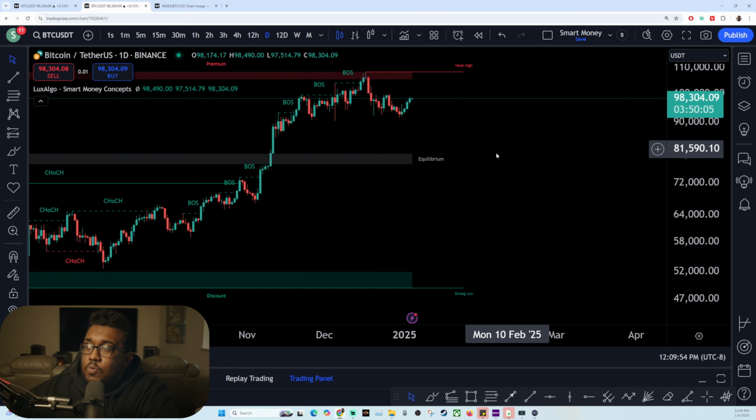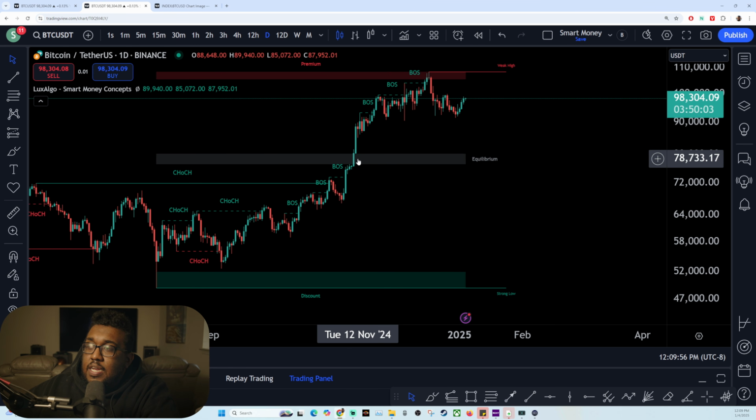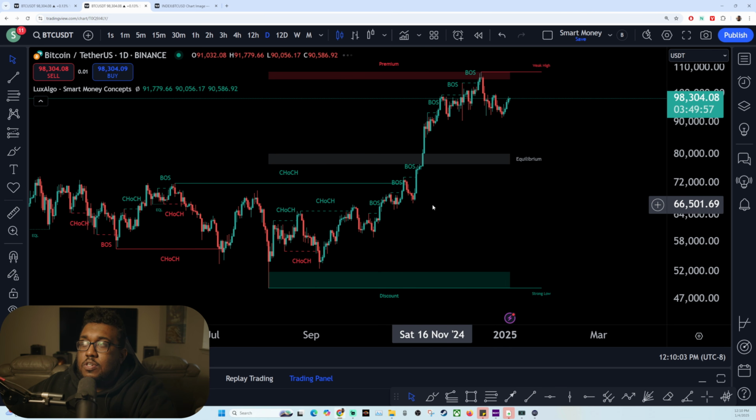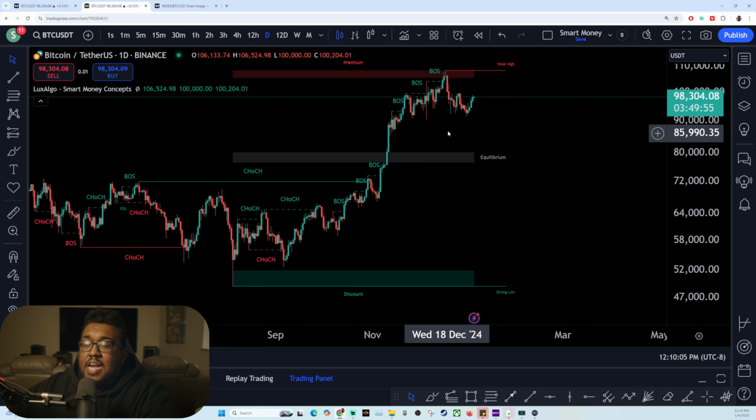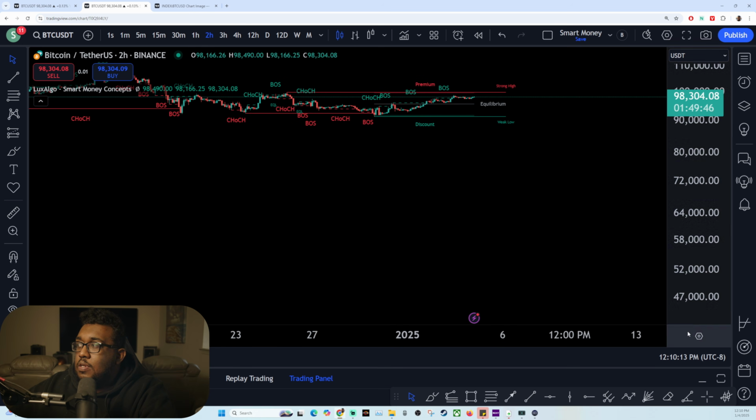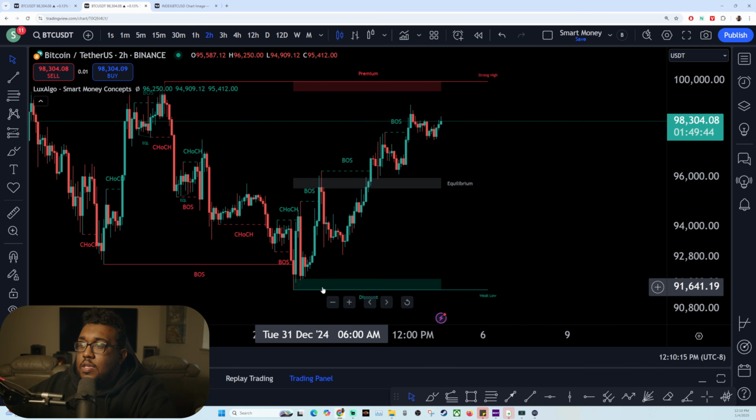If I scroll down even more, equilibrium back over here on 78, 80,000 bucks, and an ultimate level of support back down here on 50,000 bucks. So if you're looking at this in the long term, you might not want to buy Bitcoin at sky high. In fact, you may want to let it pull back here a little bit before making that move. Again, this changes from each time frame. So if I go over here, it's like a 2-hour chart. It's going to be completely different. You can see the discount zone right here is around 91,800.